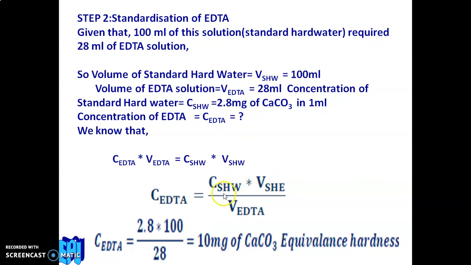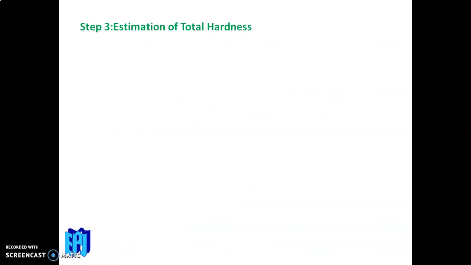Volume of standard hard water is equal to 100 by 28. We get 10 mg of CaCO3 equivalent hardness. That's finished. Let us move to the next step, that is the estimation of total hardness.